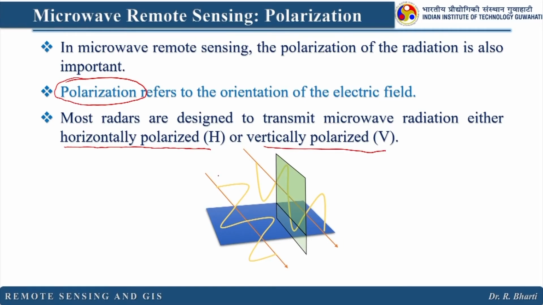In this case, if you see, it is moving like this, and in this case it is moving like this. So one is horizontal, another is vertical. This is in the case of the transmitter. Here we are only talking about the transmitter, but do we have the flexibility to transmit horizontal but receive vertical? Is it possible in microwave remote sensing? The answer is yes.